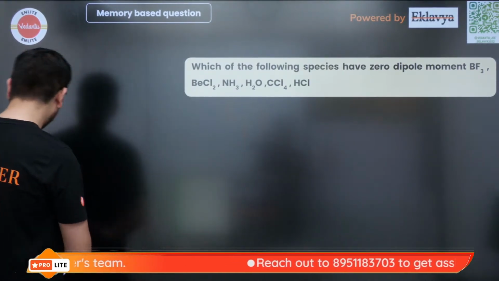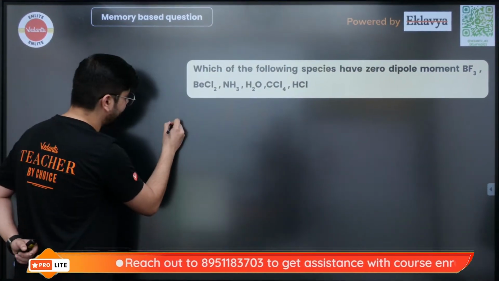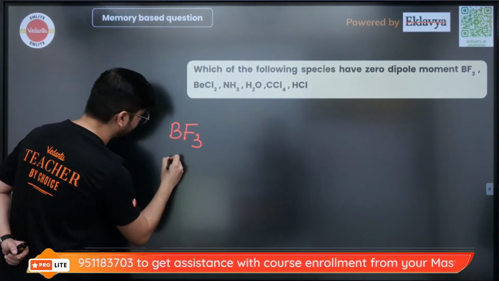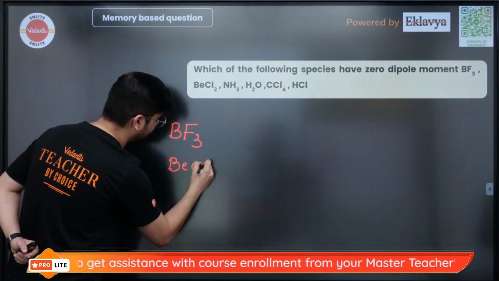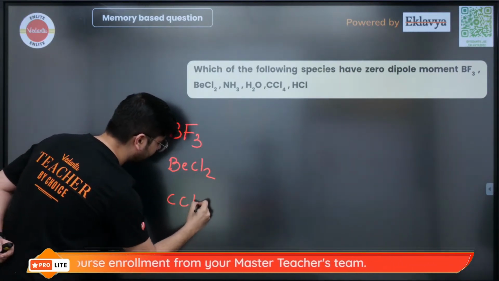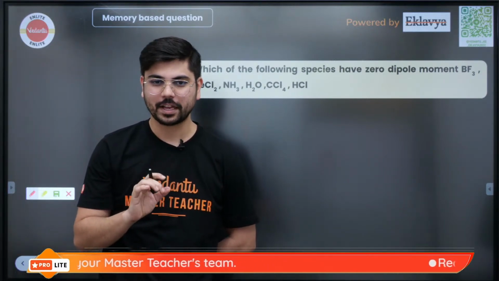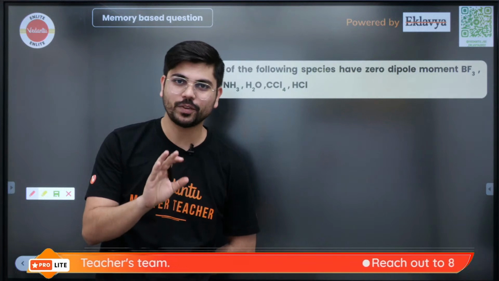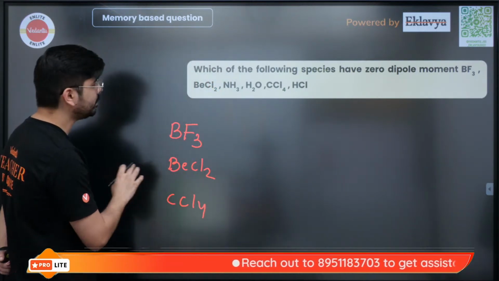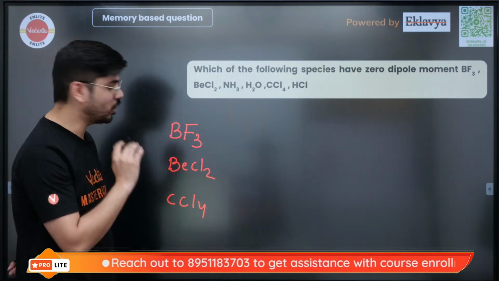Great. If you know it, you would agree with me over here that if I talk about BF3, so I'm just drawing the planar molecules over here. BF3, BeCl2, these two are planar, and let's talk about CCl4. So guys, here the net dipole moment is 0. When the net dipole moment is 0, what do we say? That it is non-polar.